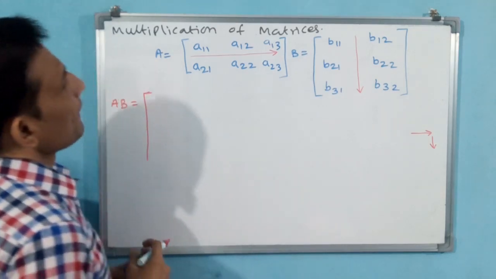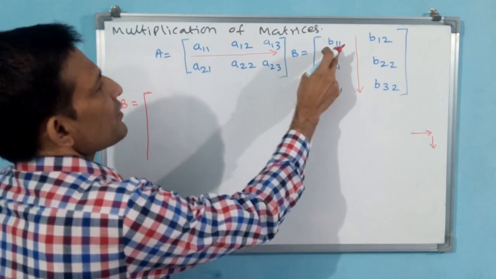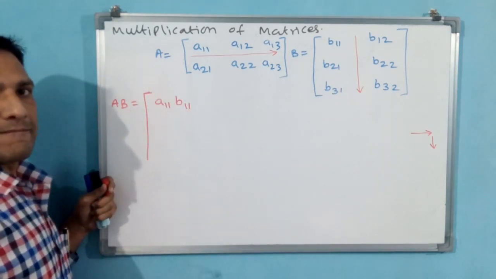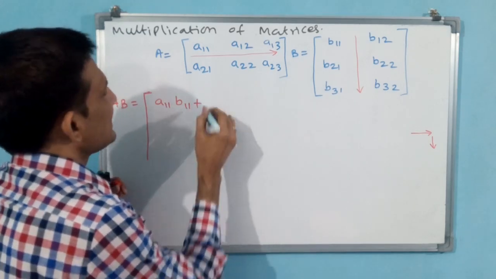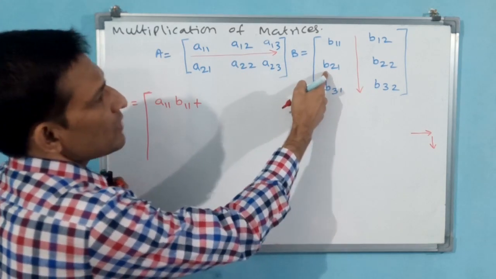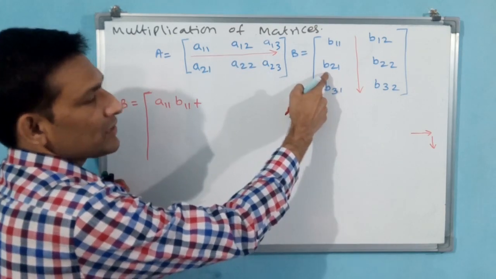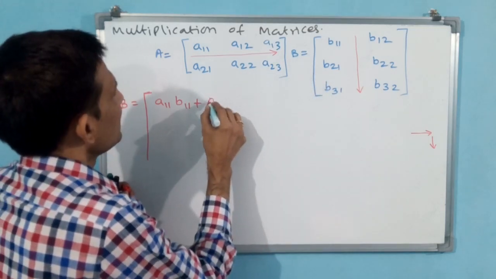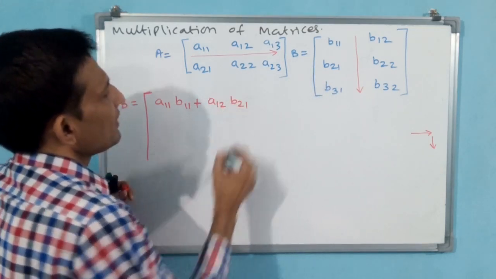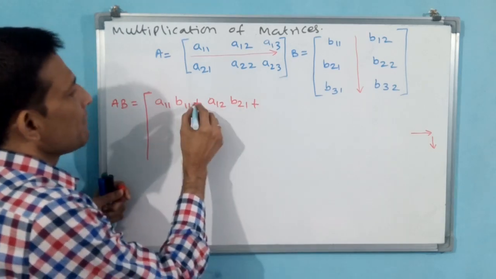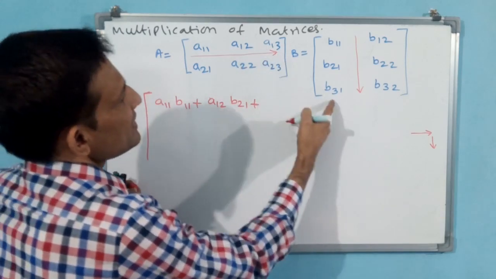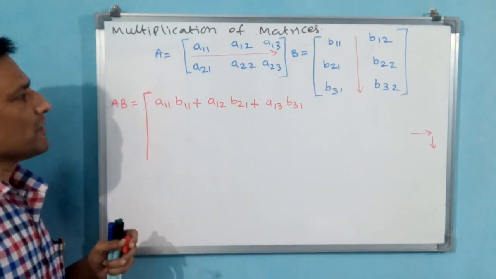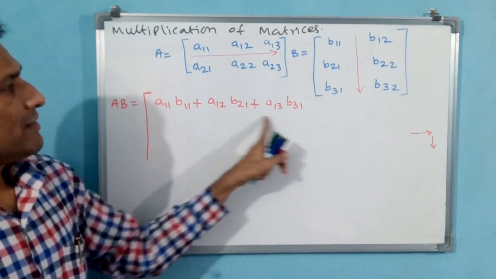You see simply. Okay. Now you see A11 into B11. Afterwards, you have to make a plus. A12 into B21. You see now A, B has come. See, second row, first row only, but second row you have gone. That is very important. A12, B21. Plus, you are adding, A13, B31. Okay. This will be in first row, first column.